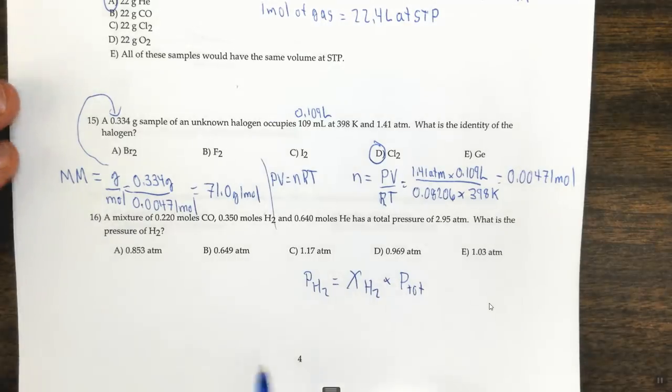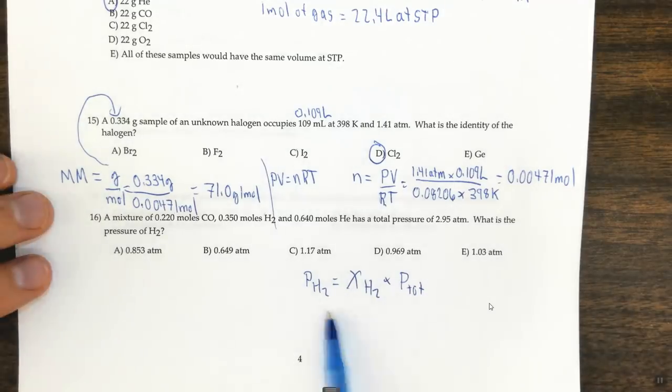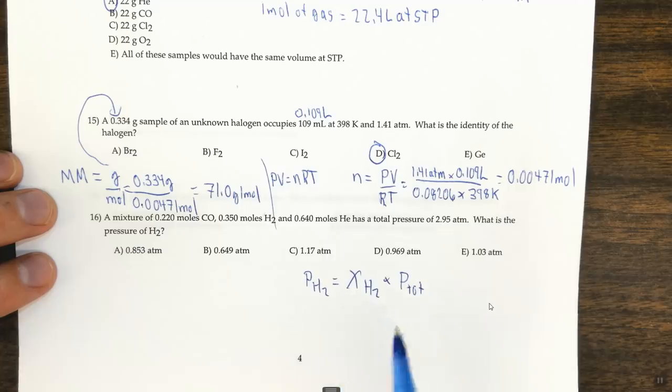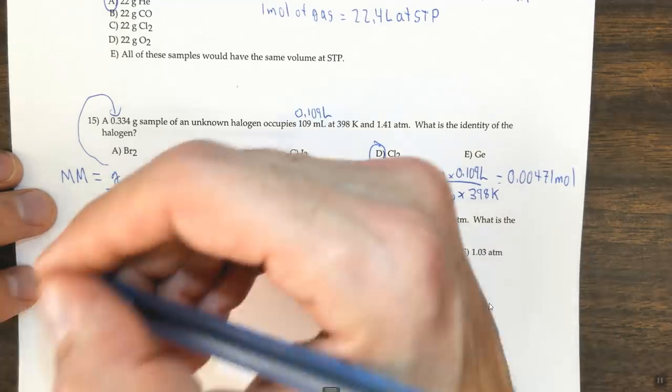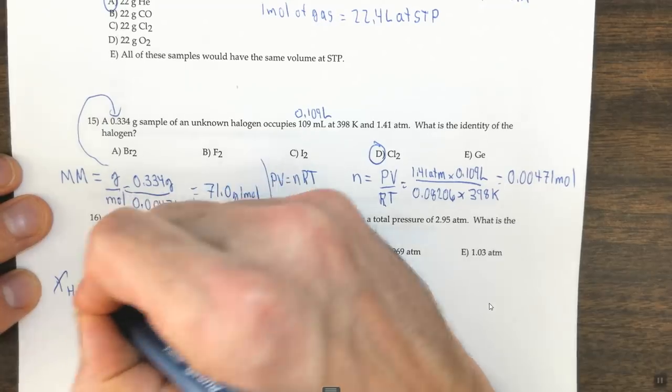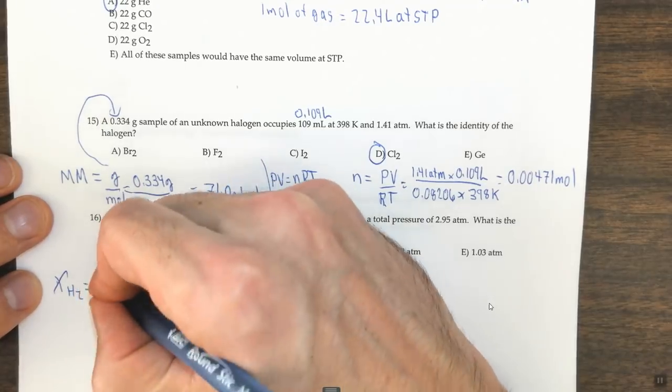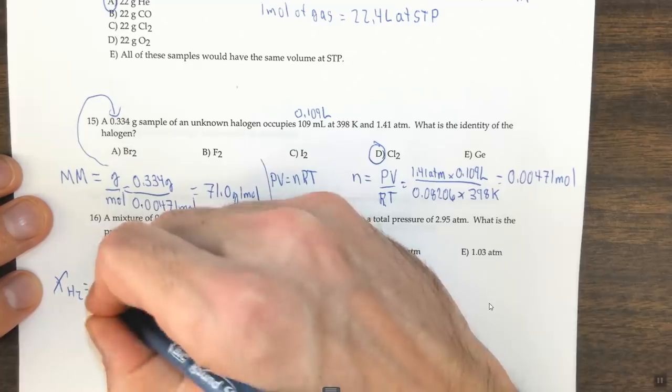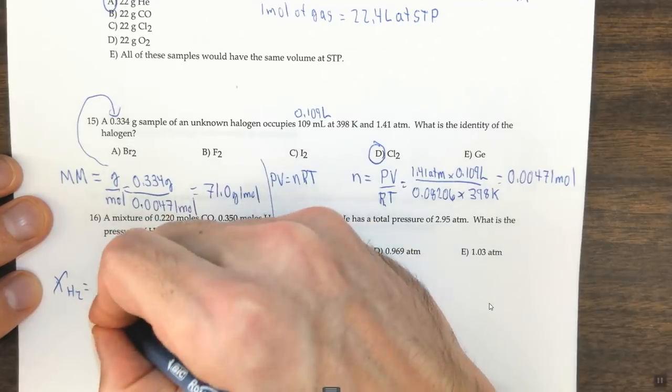All right, now that we have some idea of what Dalton's law of partial pressures is, and I understand that was like a 30-second explanation, let's figure out how to calculate these things. Mole fraction is the same as a percentage, except we don't multiply by 100. So the mole fraction of hydrogen is equal to the moles of hydrogen divided by the total moles.